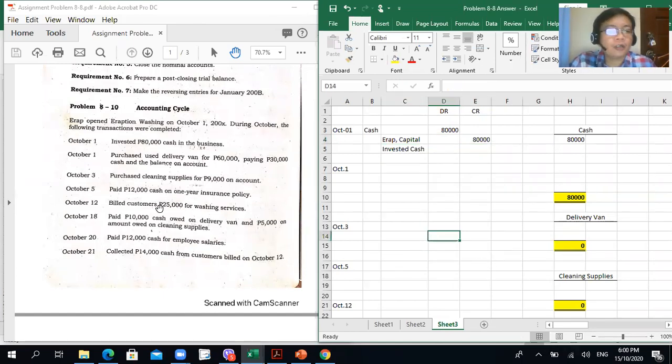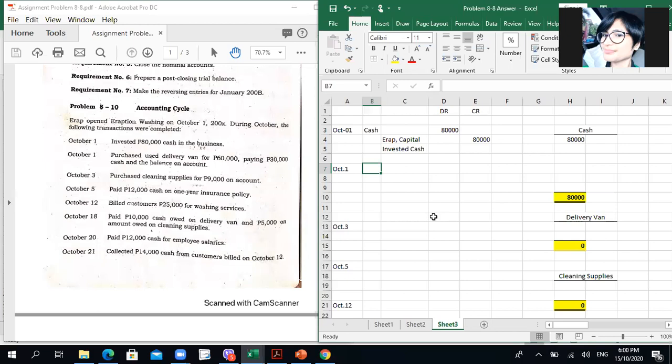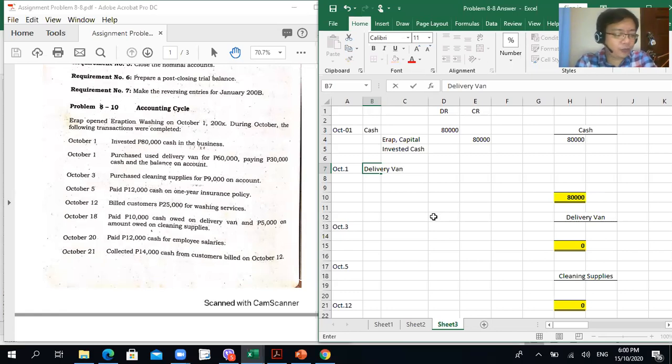Very good. October 1. What if you purchase a delivery van of 60,000, paying 30,000, or you pay 50% cash and 50% on account? What is the entry for this? You purchase a delivery van. Delivery van is part of your transportation equipment. So this is worth 60,000.